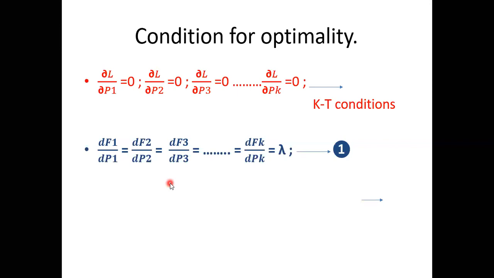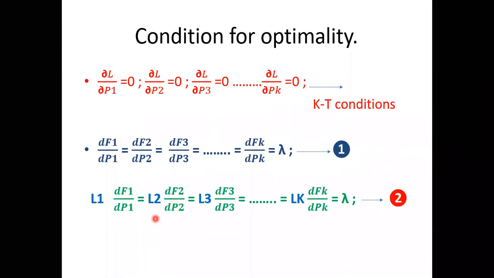And the second one, by considering the losses, we get the equation L1 into df1 by dp1 equals L2 into df2 by dp2 and so on, equals lambda. This is the second equation. The first equation is when we are neglecting the losses, and the second equation is when we are considering the losses. So finally, we got the condition for optimality.